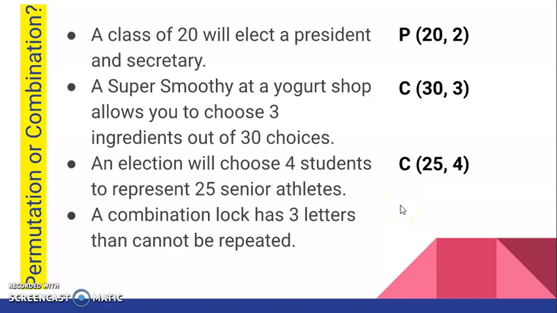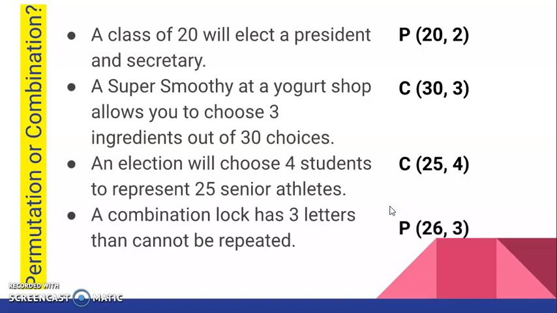This one may have been tricky because it seems like you're doing an election like the first one. However, those 4 students don't have any special position that they'll hold. So they are really just a committee, and it doesn't matter as long as you're on that committee, just like as long as you volunteered. So that is definitely a combination of 25 choose 4.